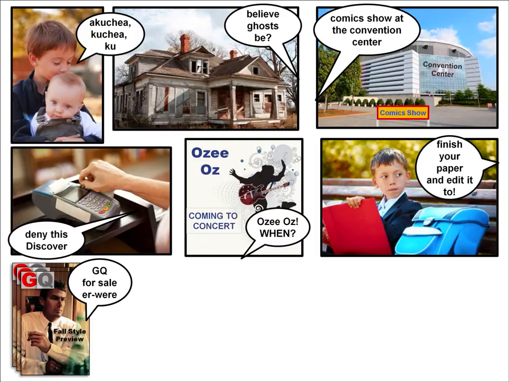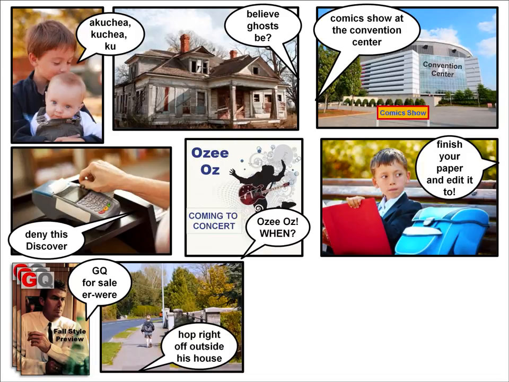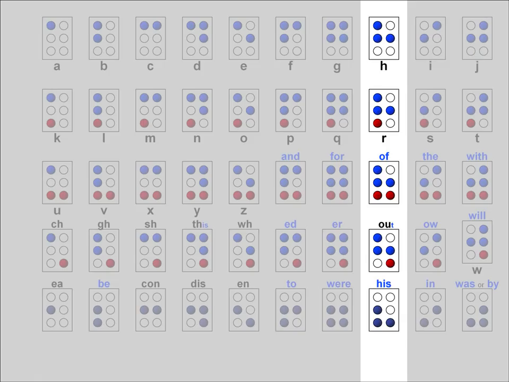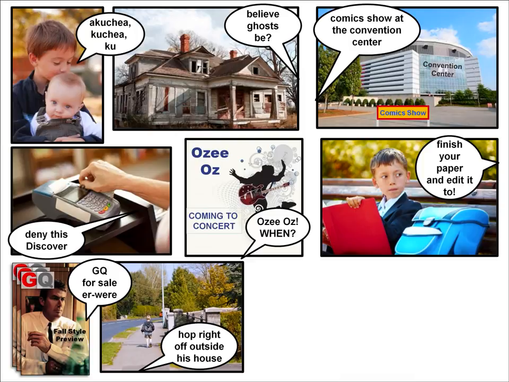So the bus comes and you're riding home. But just before you get home, you see your best friend walking on the sidewalk, and you ask your dad, "Hey Dad, can we hop right off outside his house?" Which helps us remember the H column. H, R, of, out, his, or hop right off outside his house?